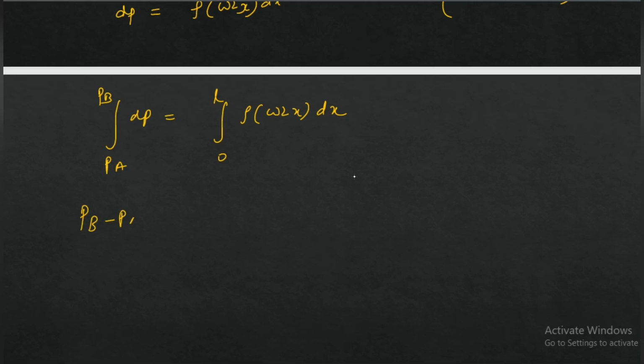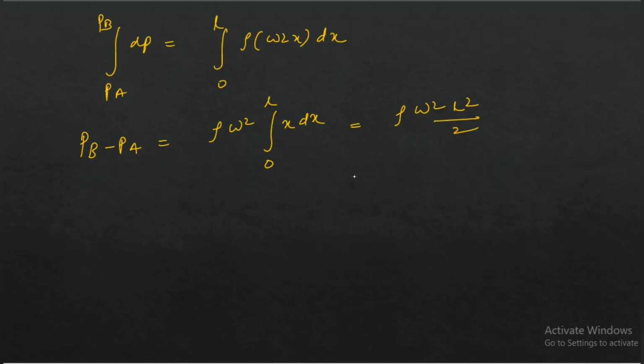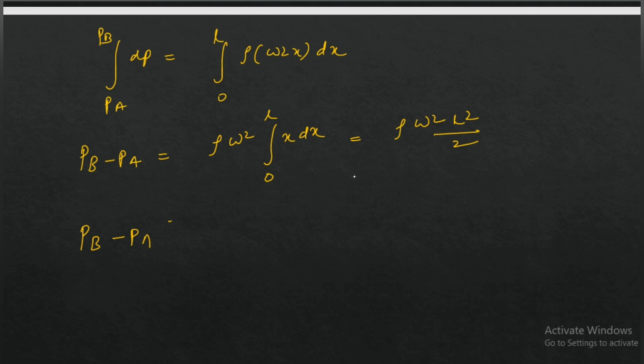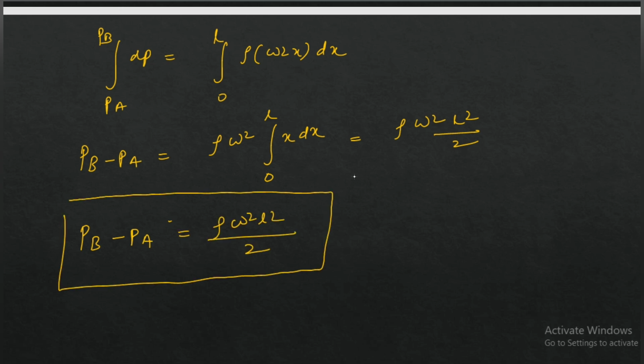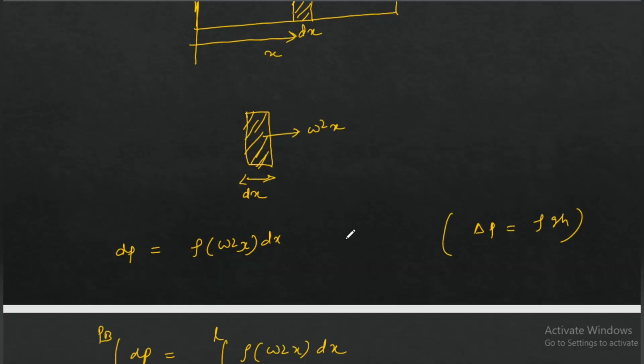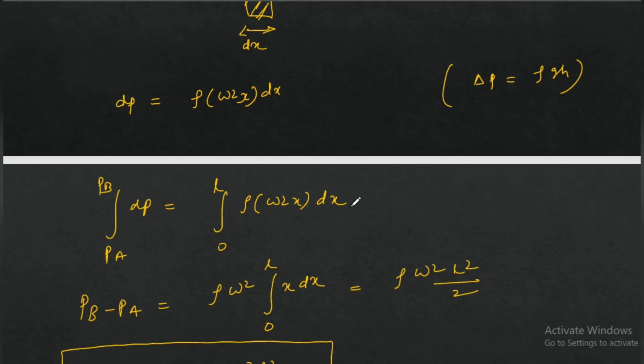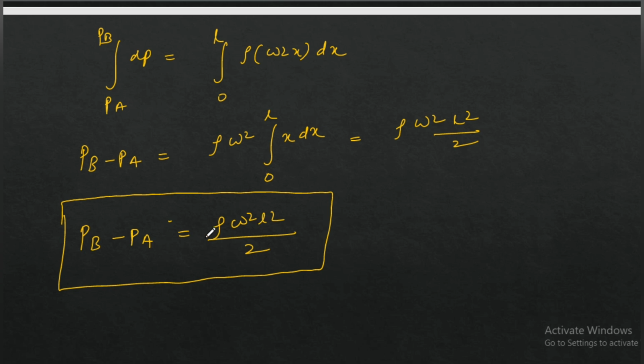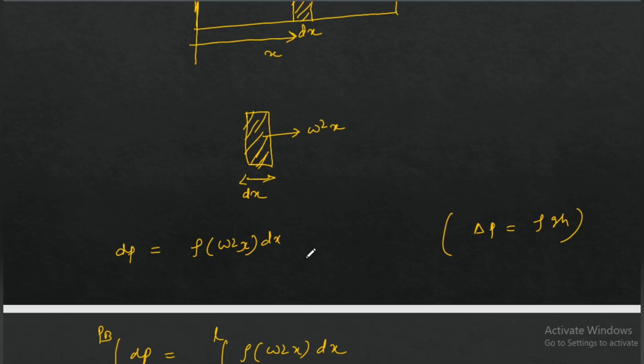So pb minus pa will come out to be rho omega square, which is constant, and x dx is being integrated from 0 to L. So rho omega square L square upon 2, right? So pb minus pa is rho omega square L square by 2. This is the result for the pressure difference when the rod is rotating. Not rod, it's a tube. So the tube is filled with fluid and the tube is rotating, and the pressure variation is like this, omega square L square rho upon 2. There are many interesting problems based on this, right?